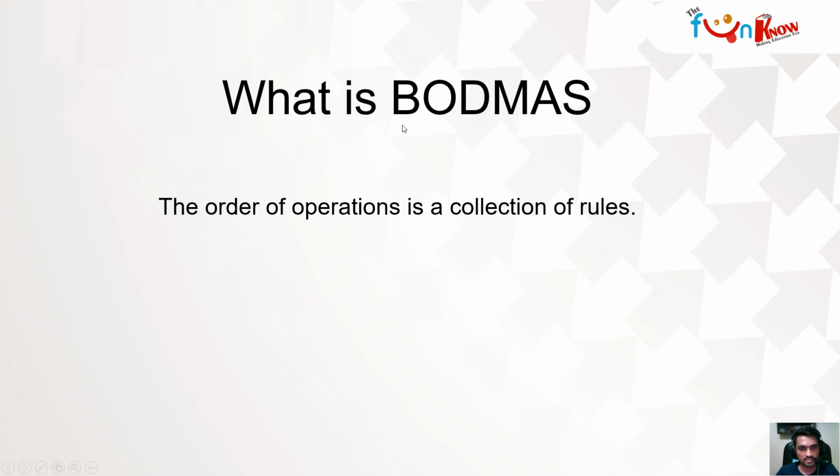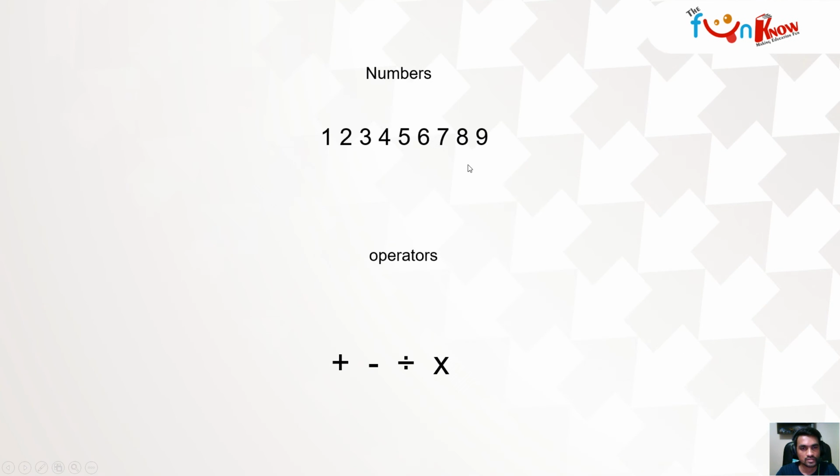To understand BODMAS, we first need to know what the order of operations is. The order of operations is a collection of rules which are followed while solving an expression. To remember those rules, we use this keyword called BODMAS. In expressions, we have numbers, and operators are placed between the numbers, so we know what type of operations need to be performed on those numbers.